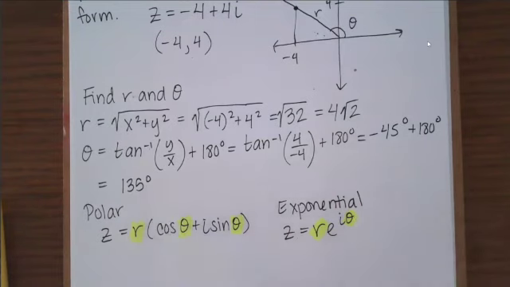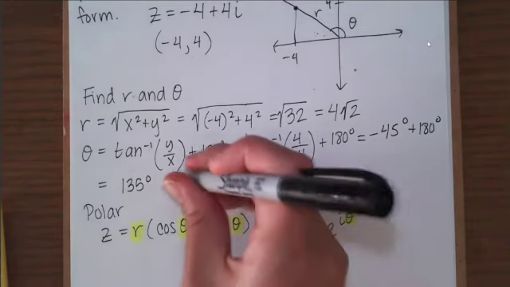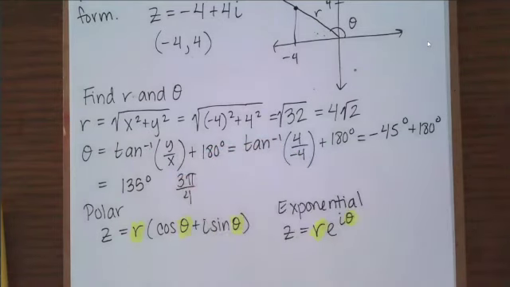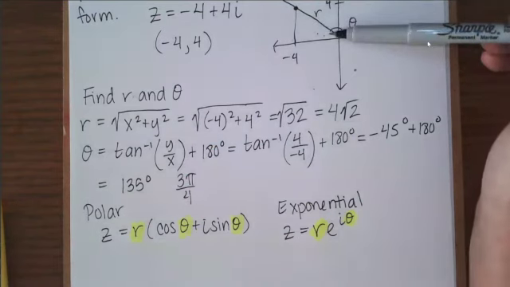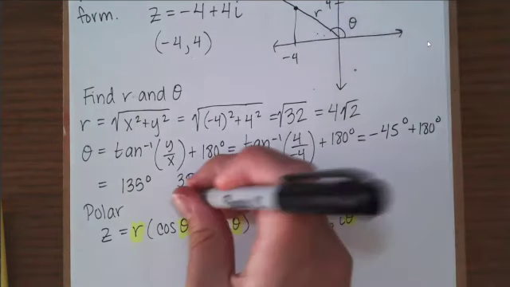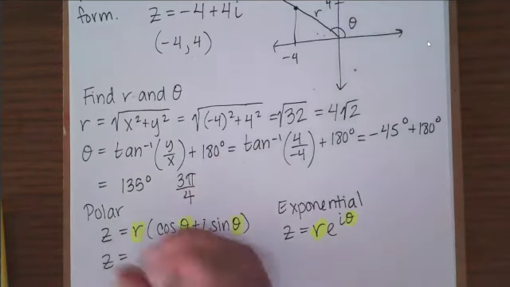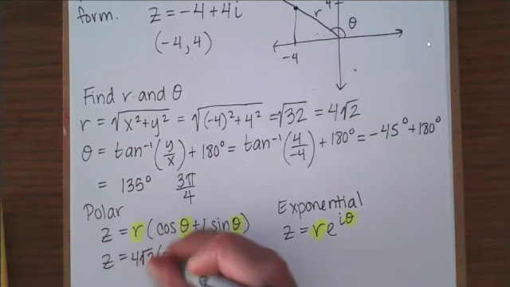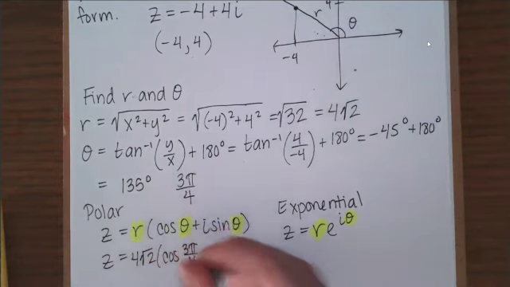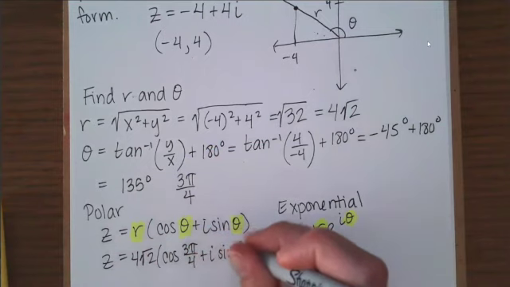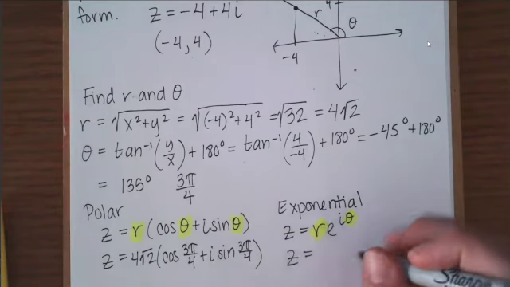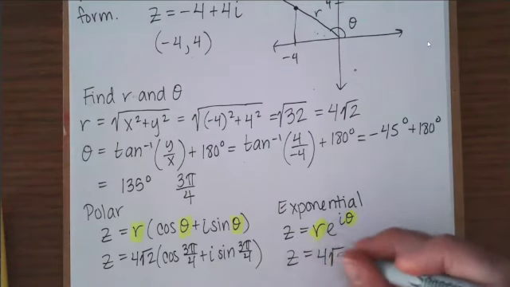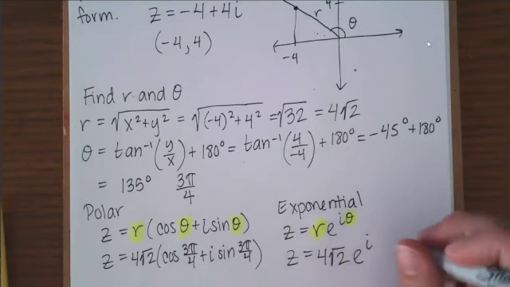So let's convert 135 degrees to radians. That is, of course, 3 pi over 4. And you might have actually identified that angle by looking at this picture. Since we know these two sides are both 4, this is our 45, 45, 90 triangle, which makes this angle 3 pi over 4. All right, so in polar form, we got 4 root 2 cosine of 3 pi over 4 plus I sine of 3 pi over 4. And in exponential form here, I have z is equal to r, which is 4 root 2, times e to the I times theta, which is 3 pi over 4.